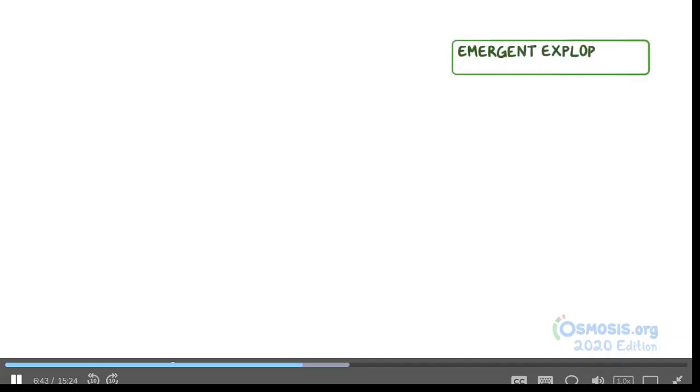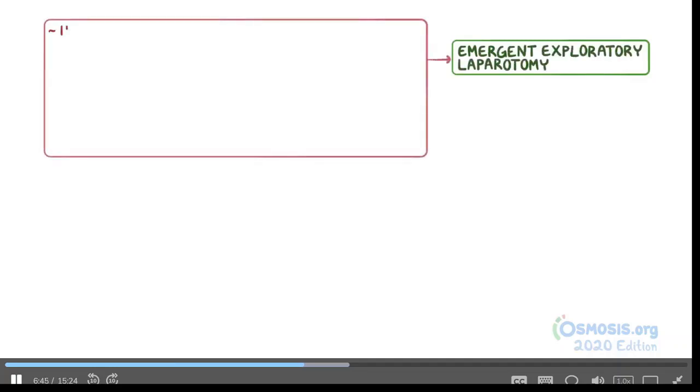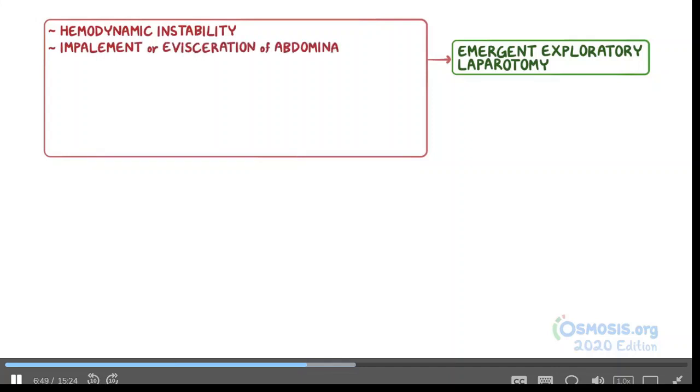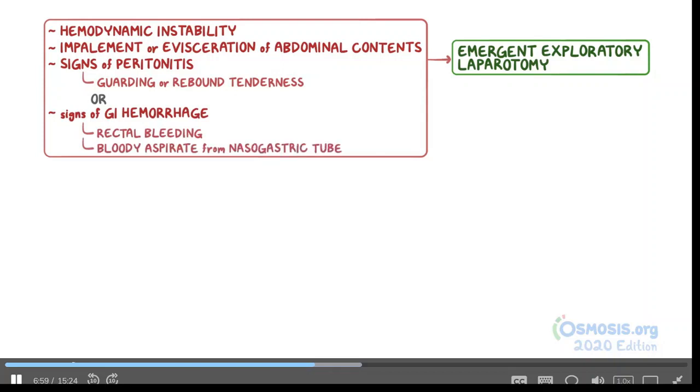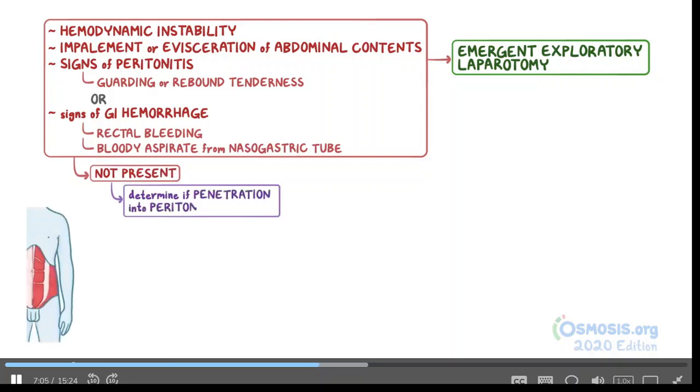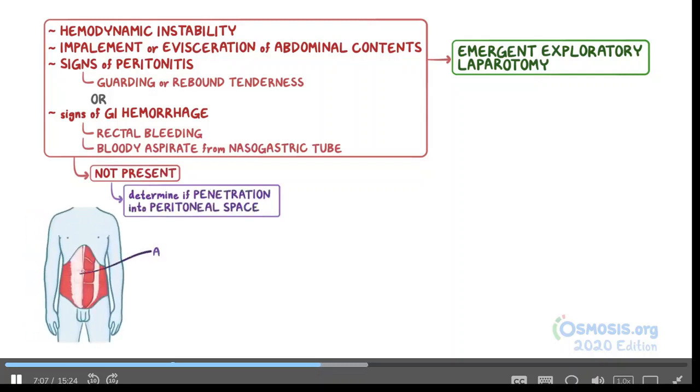An emergent exploratory laparotomy should be done if there's hemodynamic instability, impalement or evisceration of abdominal contents, signs of peritonitis such as guarding or rebound tenderness, or signs of gastrointestinal hemorrhage such as rectal bleeding or a bloody aspirate from a nasogastric tube. If none of these are present, then the next step is to determine if there's penetration into the peritoneal space, specifically if the anterior rectus fascia was penetrated.